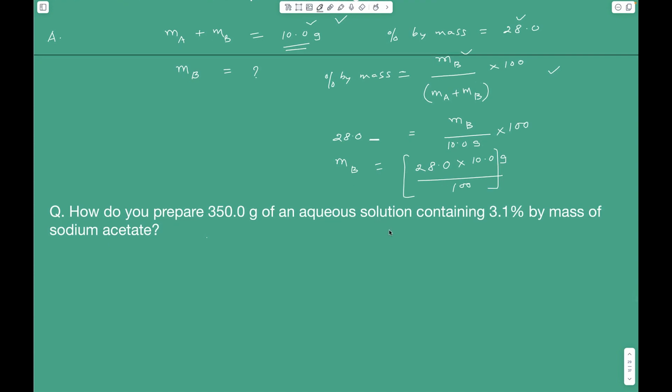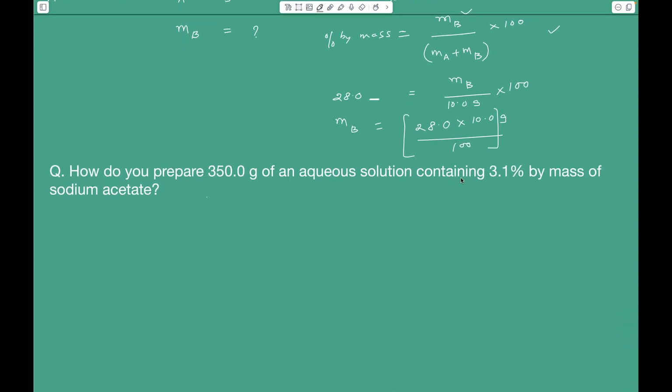Now what do we have next? How do you prepare 350 grams of an aqueous solution containing 3.1% by mass of sodium acetate? Here again the solute is sodium acetate and the solvent is water. So we have to mix sodium acetate and water to prepare 350 grams of the solution. Now we have to figure out the masses of sodium acetate and water that must be mixed to make 350 grams of this solution. That's what this question is asking us to tell.